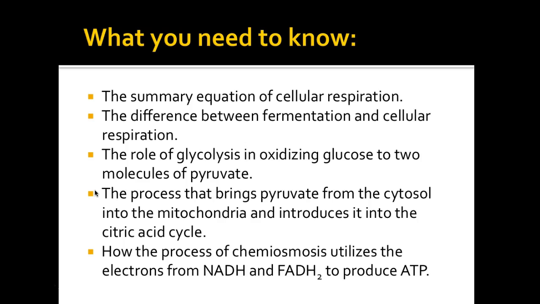glycolysis in oxidizing glucose to two molecules of pyruvate, the process that brings pyruvate from the cytosol into the mitochondria and introduces it into the citric acid cycle. And then finally, how the process of chemiosmosis utilizes the electrons from NADH and FADH2 to produce ATP.